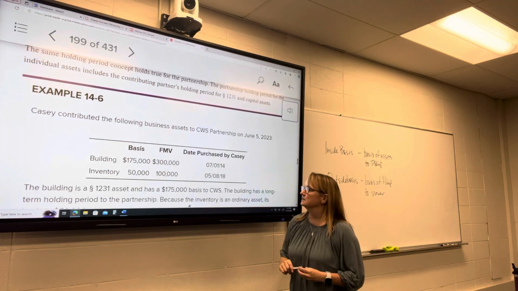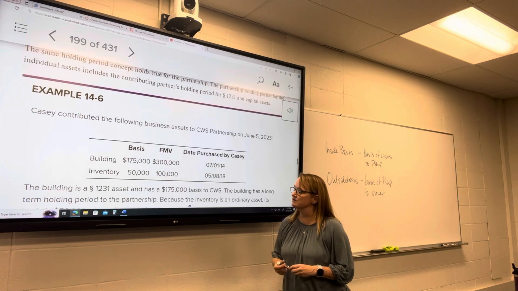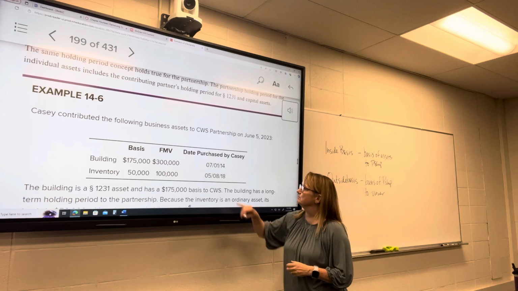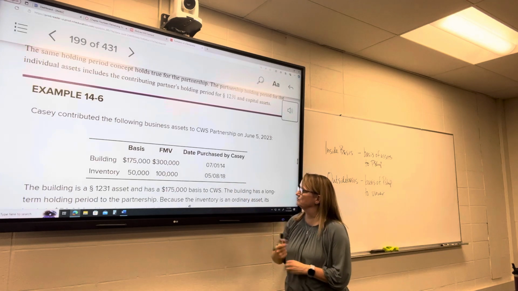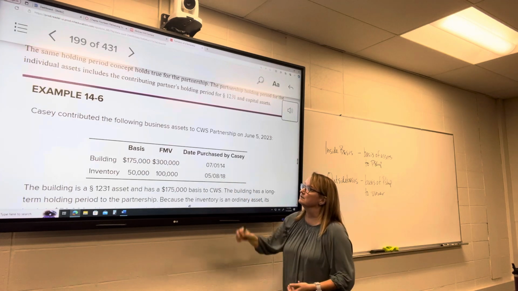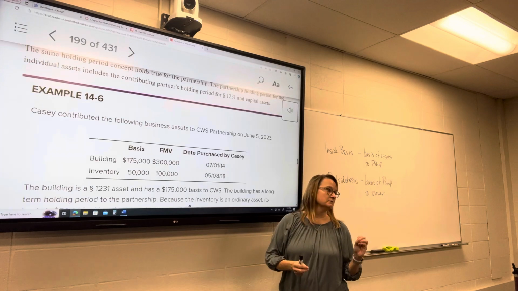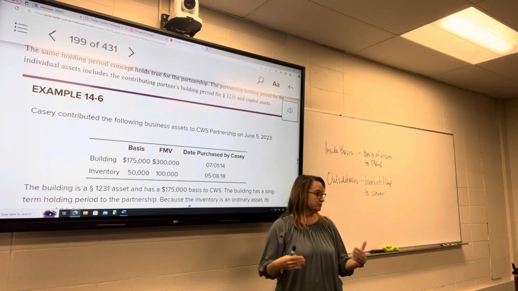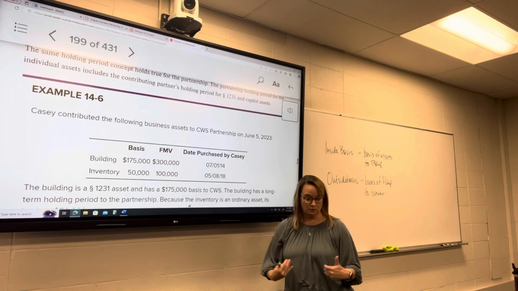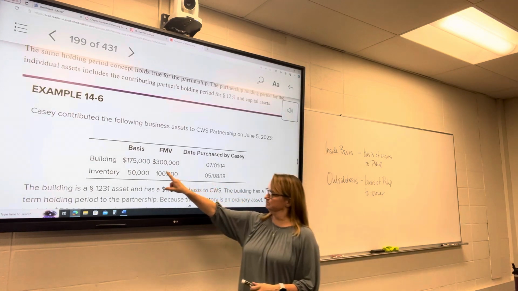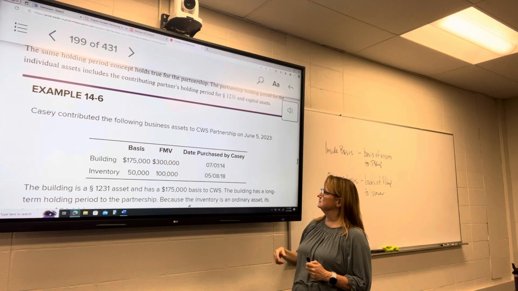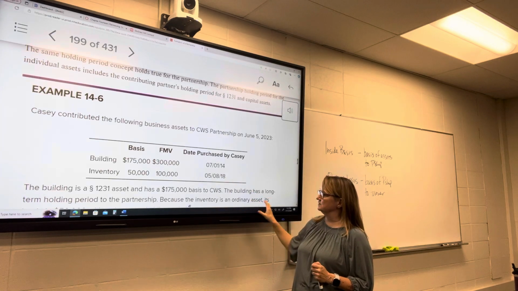So basis is 175,000. Fair market value of the building, 300,000. Purchased by KC 7-1 of 14. Inventory, well, inventory is an ordinary income asset. You know, if you sold it, it would produce ordinary income. So that's why it's an ordinary income asset. Basis is 50,000. Fair market value is 100,000, and it was purchased in 2018.